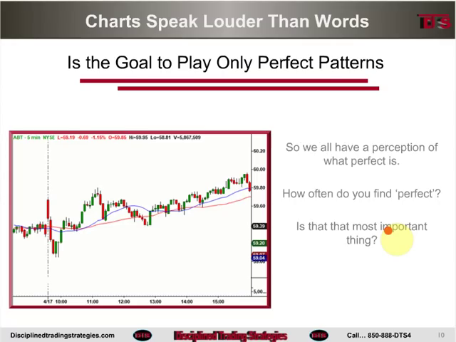We all have a perception of what perfect is. How often do you find perfect? Is that the most important thing? Only after the fact. If you find the perfect pattern, whatever that is, let's say there is such a thing, does it matter if the perfect pattern that you bring to the market with you, or find during the trading day, gives you no entry to speak of? The market opens and it's gone. It gaps up, it flies higher, flies lower. You never get a chance to do it.